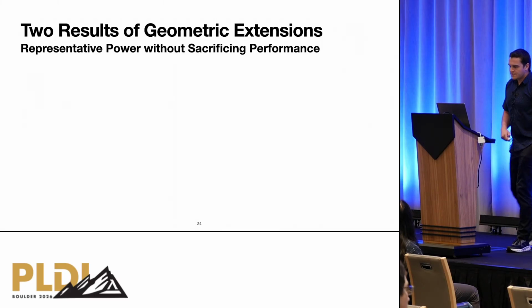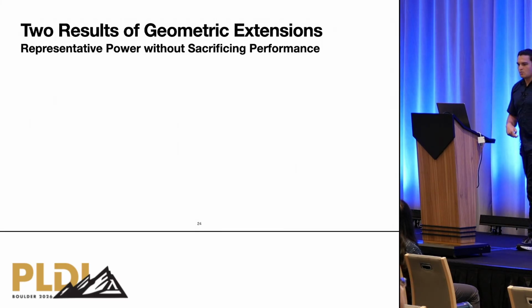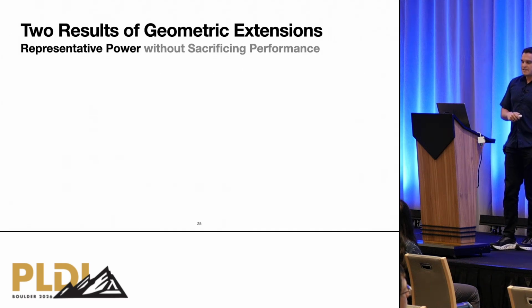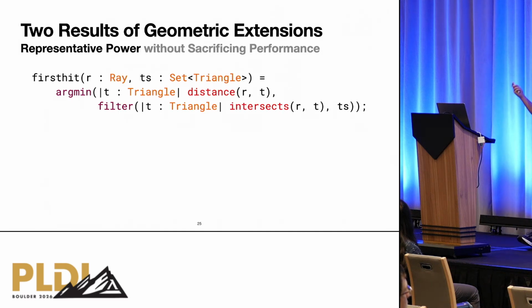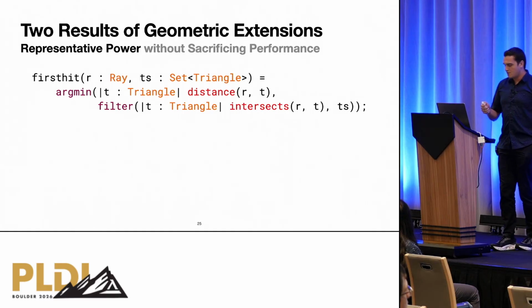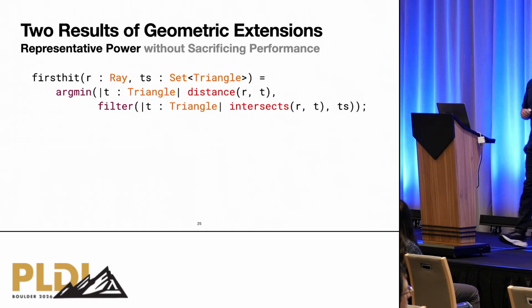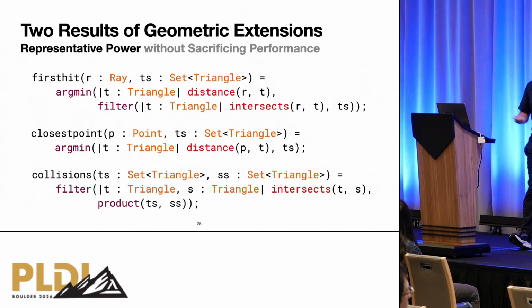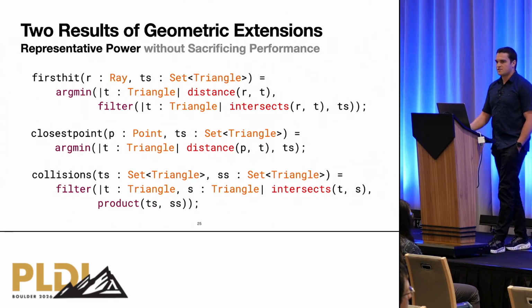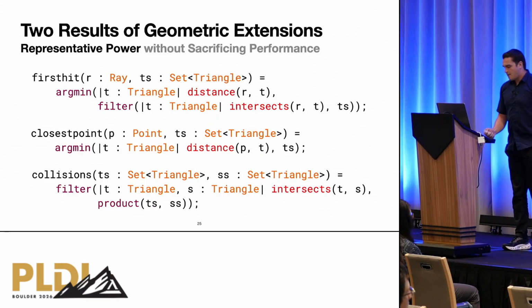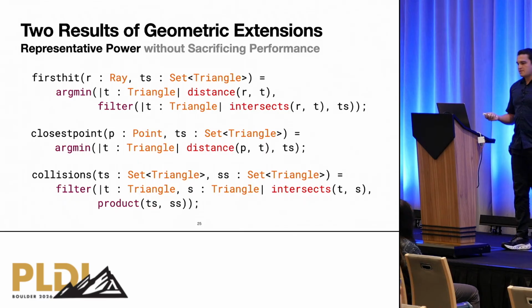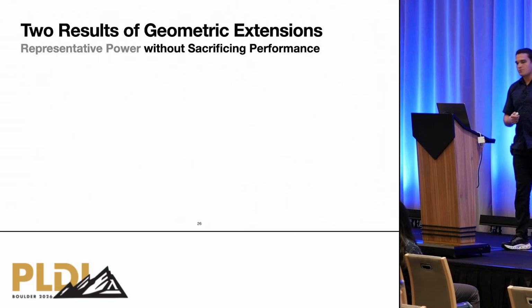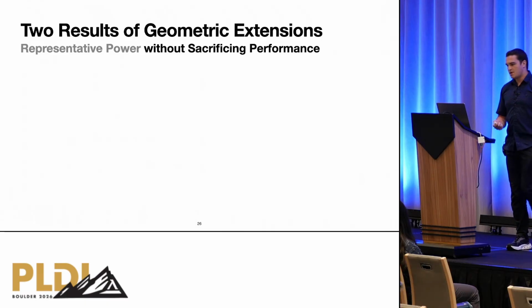The interesting results of these geometric extensions are what we like to term representative power without sacrificing performance. What that representative power looks like is that I can implement ray tracing via 3 lines of code, maybe 2 if you have a longer code editor. I can implement closest point queries via a simple argument, and I can implement collision detection via 2 operations, the filter of a product. But the important thing about this representative power is that we do not sacrifice performance when compared to handwritten, hand-optimized code.